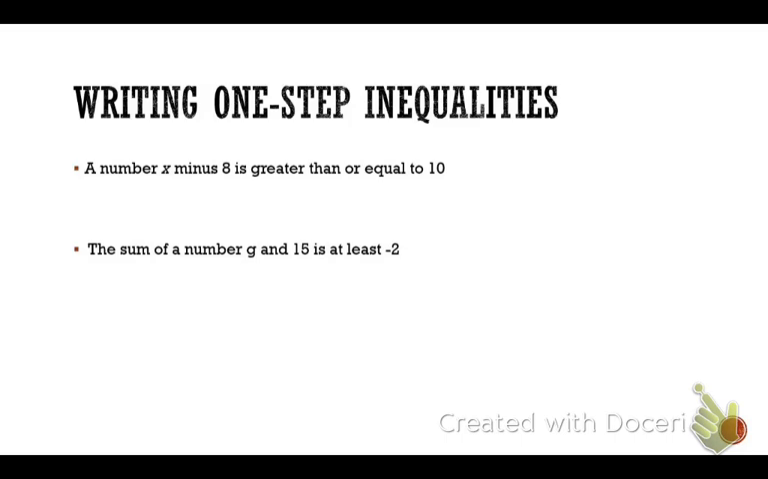All right, so when we're writing a one-step inequality, we have to look for our keywords, okay? And in this case, greater than or equal to tells us the symbol. So a number x minus 8 is greater than or equal to 10. Now, whatever variable it tells you to use, you need to make sure you use that variable. If you put an n in there, then the test actually rejects that as an incorrect answer. So make sure you use the variable they tell you to. And there you go, you have it.